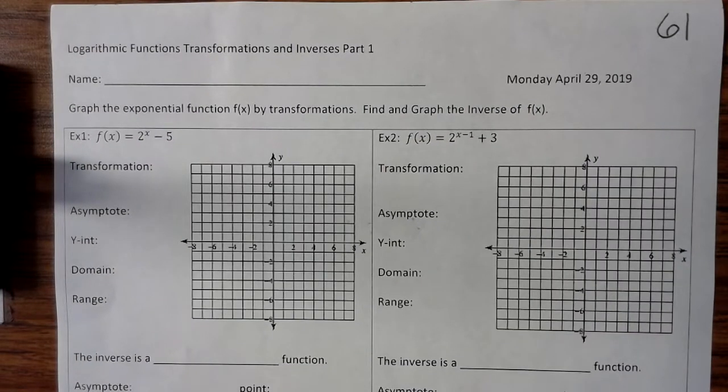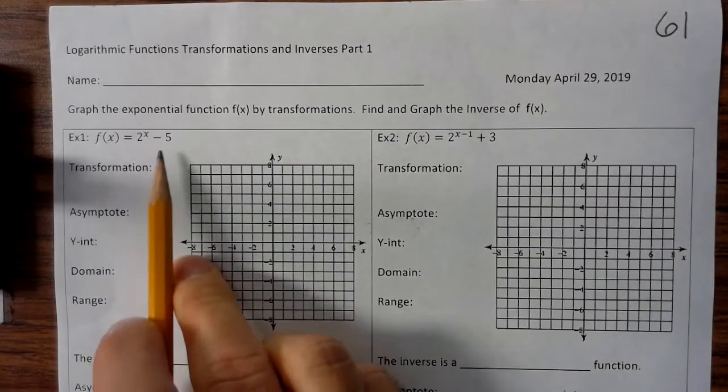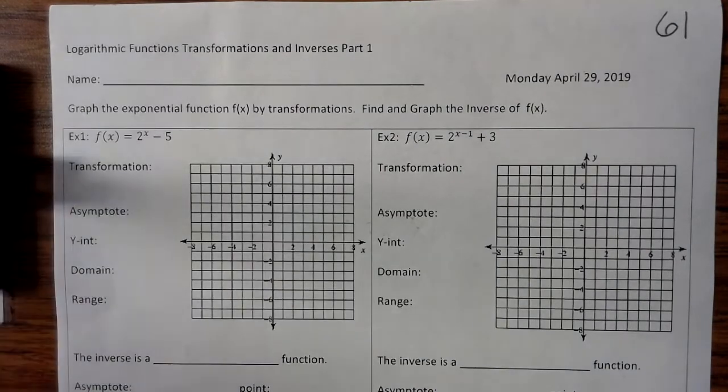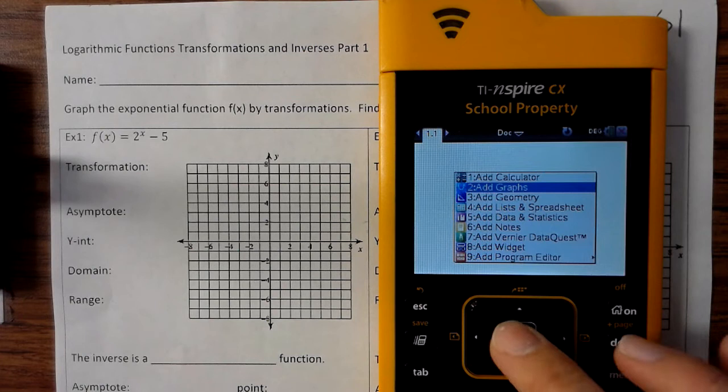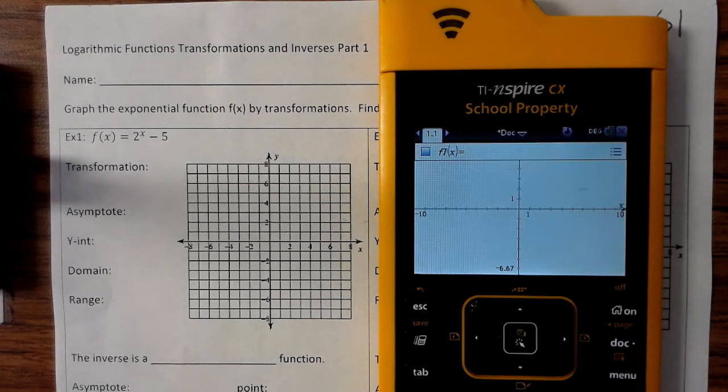All right, graph the exponential function f of x by transformation. Find and graph the inverse of f of x. Okay, so to graph 2 to the x minus 5, we're going to use our calculator. We're going to go to on, new document, add graph. And let's see if I can brighten the screen just a little bit. There we go. All right, so you do 2, up key to the x, click to the right, minus 5.